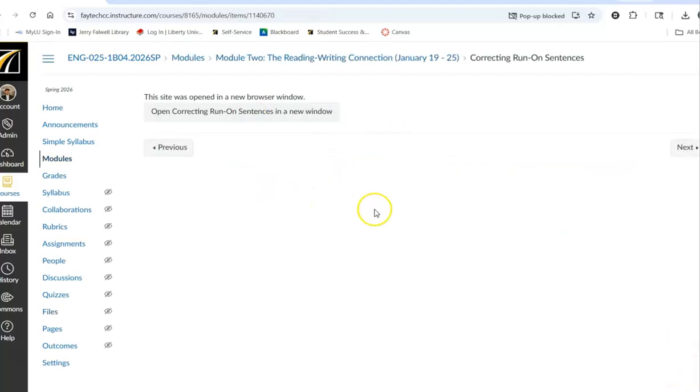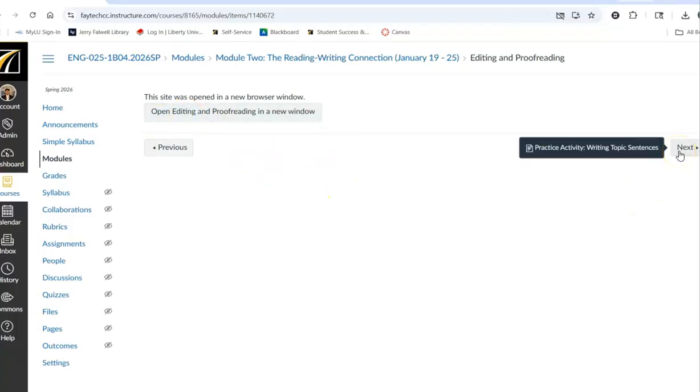The next resources are editing resources for common writing errors like run-on sentences and fragments. You need to read these and look at the examples. After you write your paragraph, you're going to come back and edit your paragraph to try and correct any of these errors if they're there. There's also a reading resource on editing and proofreading, which I'm going to let you read on your own.